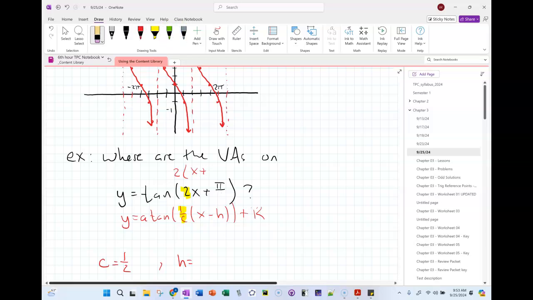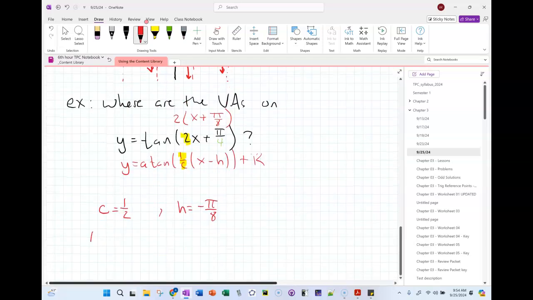Actually, let's change that pi over 8. That's an annoying number. Let's make that pi over 4. Sorry about that. So when I factor that 2 out, it's like dividing by 2. So pi over 4 divided by 2 is pi over 8. So my h is negative pi over 8. Very good. Remember, the h is always the opposite sign as what it looks like in the equation.